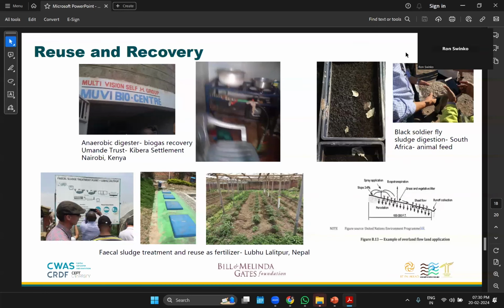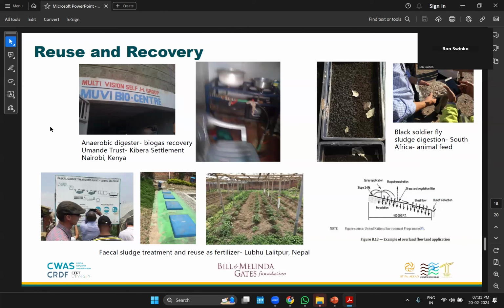A couple of examples of the reuse and recovery. You see in the upper left-hand corner an anaerobic digester with biogas recovery in the Kibera settlement in Nairobi, Kenya. And here the people who utilize the toilet facilities pay a fee and then have access to the methane created, so they can use it for cooking, both in their homes as well as part of the facility where they have a small entertainment center.